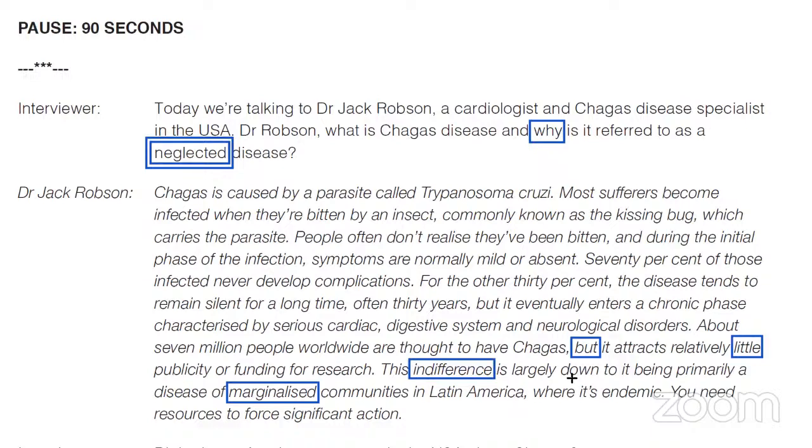Okay, this indifference is largely down to it being primarily, means mainly, a disease of marginalized communities in Latin America. Now you see here very clearly, marginalized communities in Latin America. This is the way you have to identify. Neglected means indifference, neglected means marginalized, and the most important word alongside is communities and Latin America.